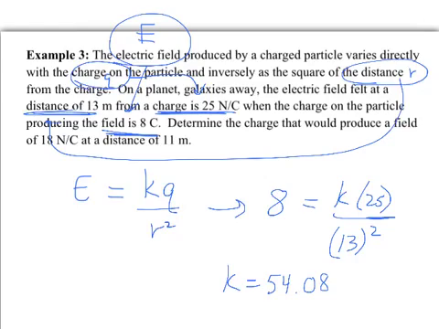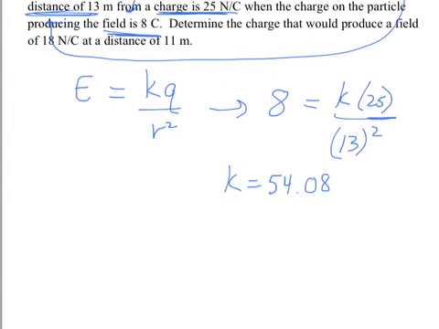So we got K. Now what do we want to do? We're not done with the problem yet. We've got K. What do we need to do? Plug it back into the original equation. Yeah, so let's write the new specific equation. So E is now equal to 54.08 times Q over R squared. Figure out the next part yourself, please.